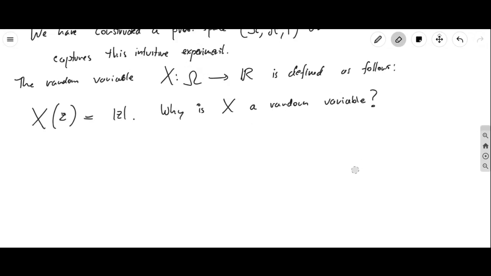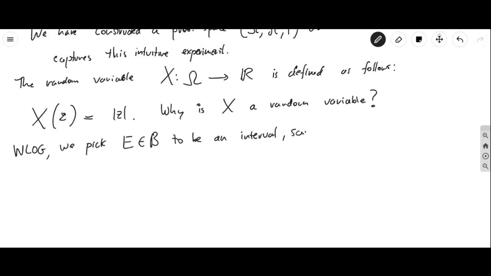Now, what do we mean by a random variable? What we mean is, by definition, that if you give me a Borel set and you pull it back, you get a Borel set. I'm sorry, you get a set in the sigma algebra. So without loss of generality, we pick an event in the Borel algebra to be an interval. So say E is an interval. It does not really matter if it's open or closed. The argument will be the same.